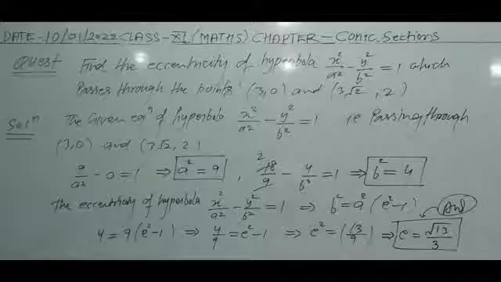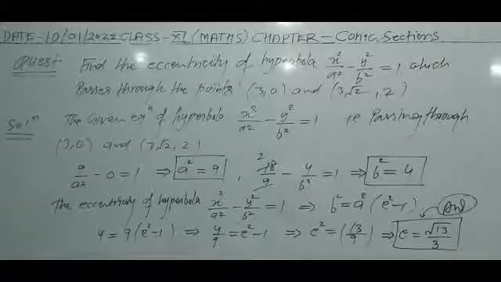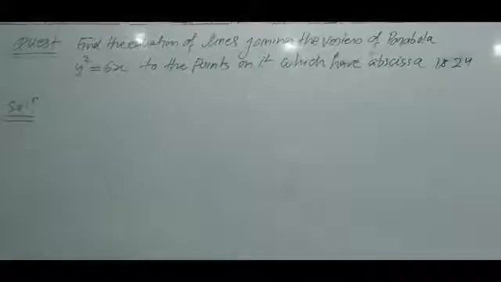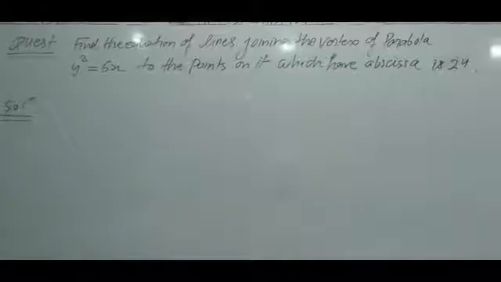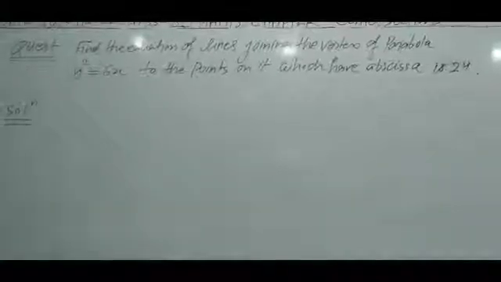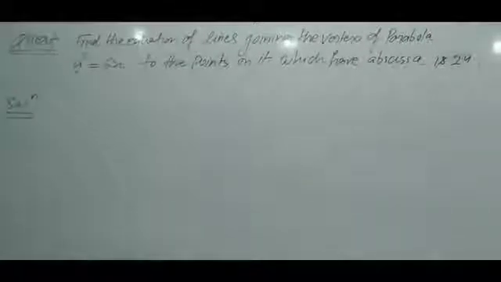Now I will come to the next question. The question is: find the equation of the lines joining the vertex of the parabola y square is equal to 6x to the points whose abscissa is 24.